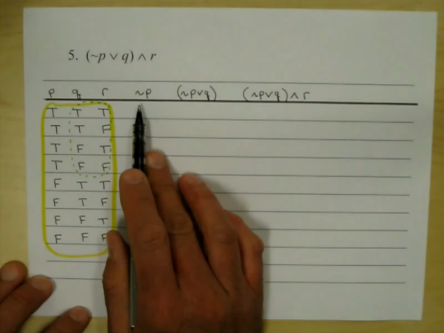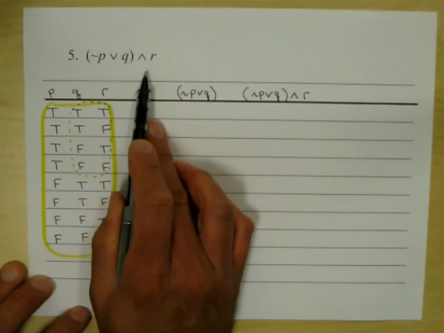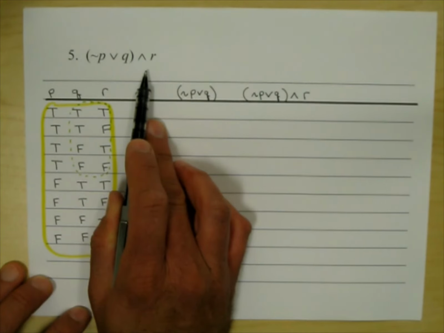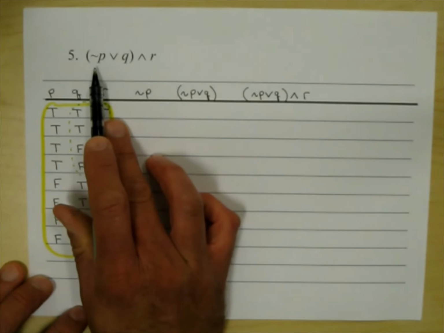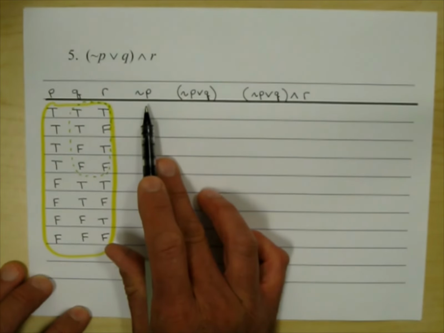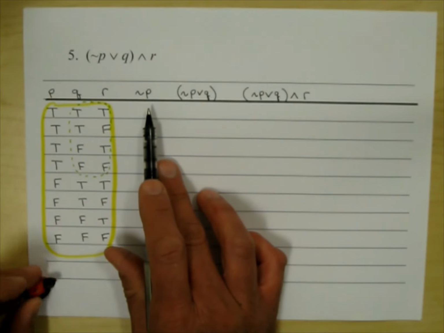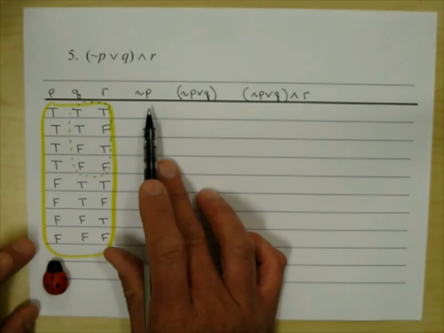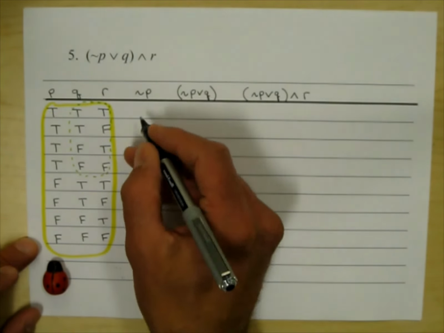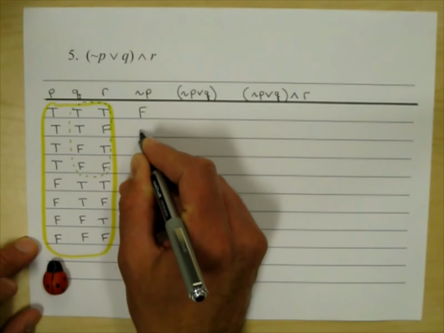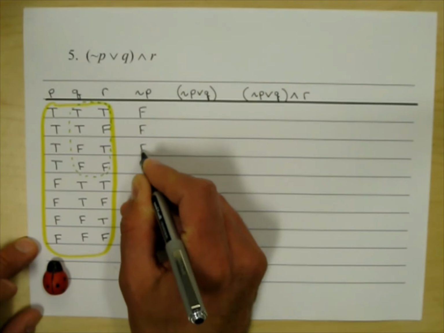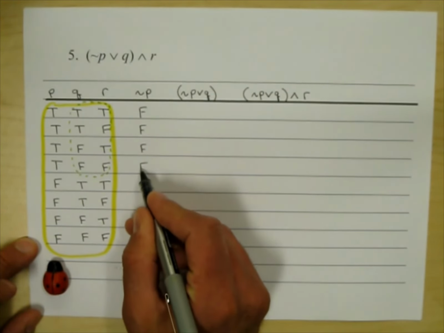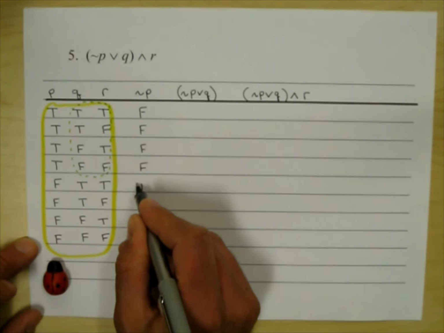Okay, so it's like building a house here. We've finally built the whole thing, but we are using an order of operations and saying who's the strongest. Parentheses, the negation was the strongest, and that's why we put that there. Okay, negation of the P column. Well, true, true, true, true, false, false, false, false. The negation of that is going to be 4 falses, followed by 4 trues.